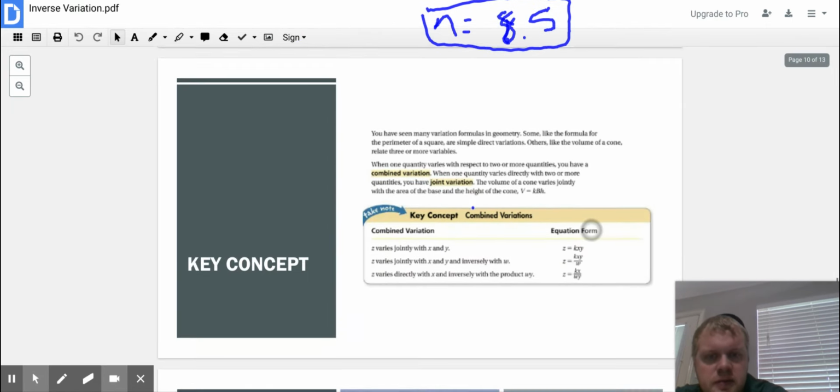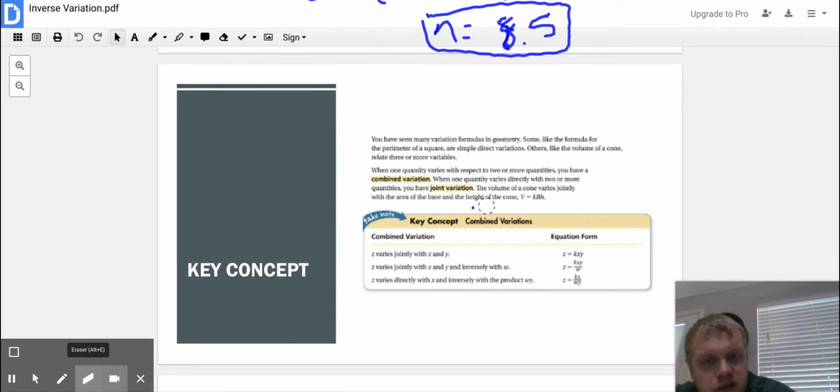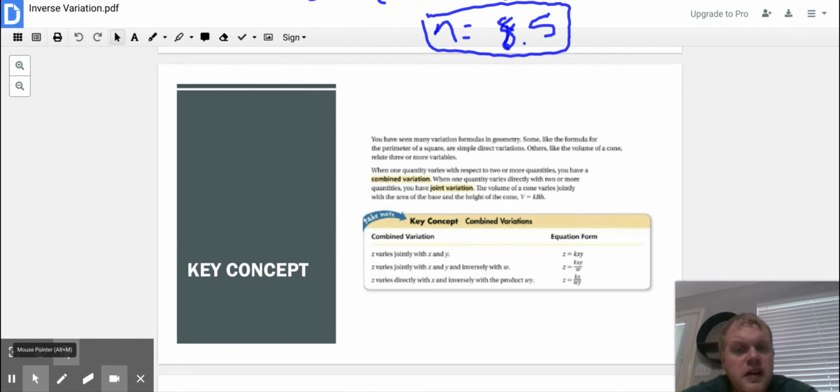All right. So key concept here. All right, so you have seen many variation formulas in geometry, some like the formula for the perimeter of a square and simple direct variations. Others like the volume of a cone relate three or more variables. When one quantity varies with respect to two or more quantities, you have a combined variation. When one quantity varies directly with two or more quantities, you have a joint variation. So the volume of a cone varies jointly with the area of the base and the height of the cone.